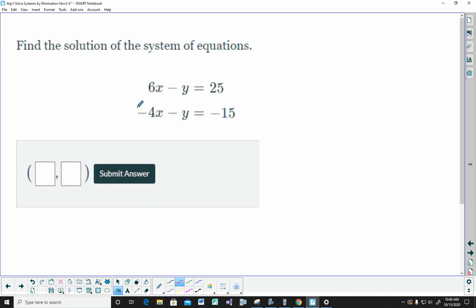How about I make this one a plus y so that when I add them together, it goes away. To do that, I think my only choice is multiplication. So I'm going to multiply the whole thing by -1.